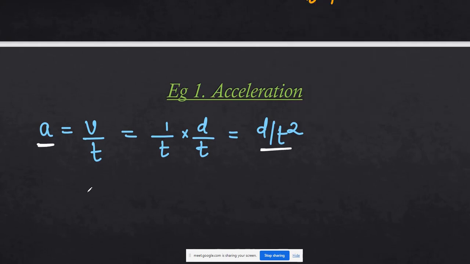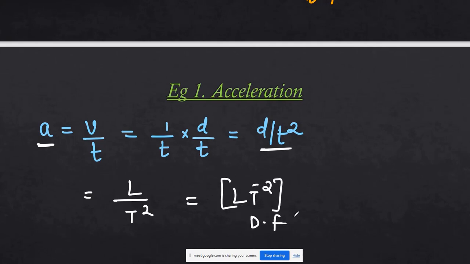Okay. Now what is the distance notation? L. What is t square? Time t, t square. So L t power minus 2 in square brackets. So this is the dimensional formula for acceleration.